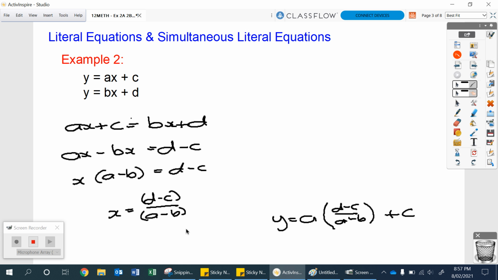Okay, that's it. To get x, then we have to find y. We can substitute into either of these. I've chosen to substitute in the first one. Your answer might vary. It's the same answer, but it might look different depending on how far you factorise and expand, things like that. But I'm just putting this in for x, so y equals a times d minus c over a minus b plus c. Just substitute it straight in. And we've solved the literal equation. If we ever find out what a, b, c and d are, we can just substitute into here and substitute into there, and we'll get coordinates for x and y.